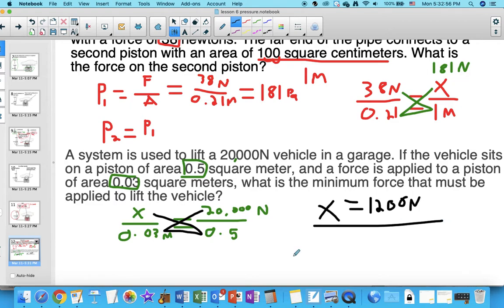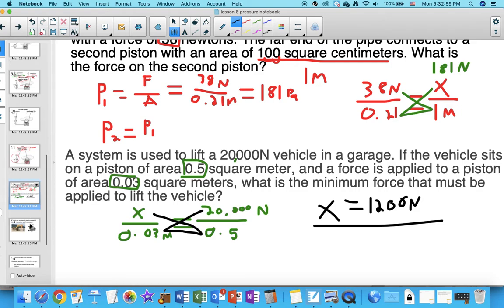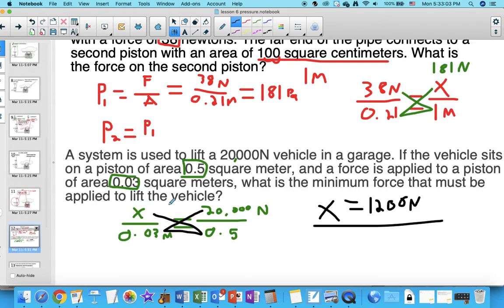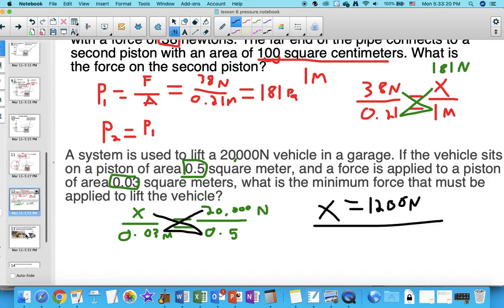Hopefully that made sense. These calculations can be a little bit tricky only because you need to understand that the pressure on both sides, meaning the force over area on both sides, must be equal. So if you're given one of the sides and you know what the pressure should be, then you can just solve for the missing side.